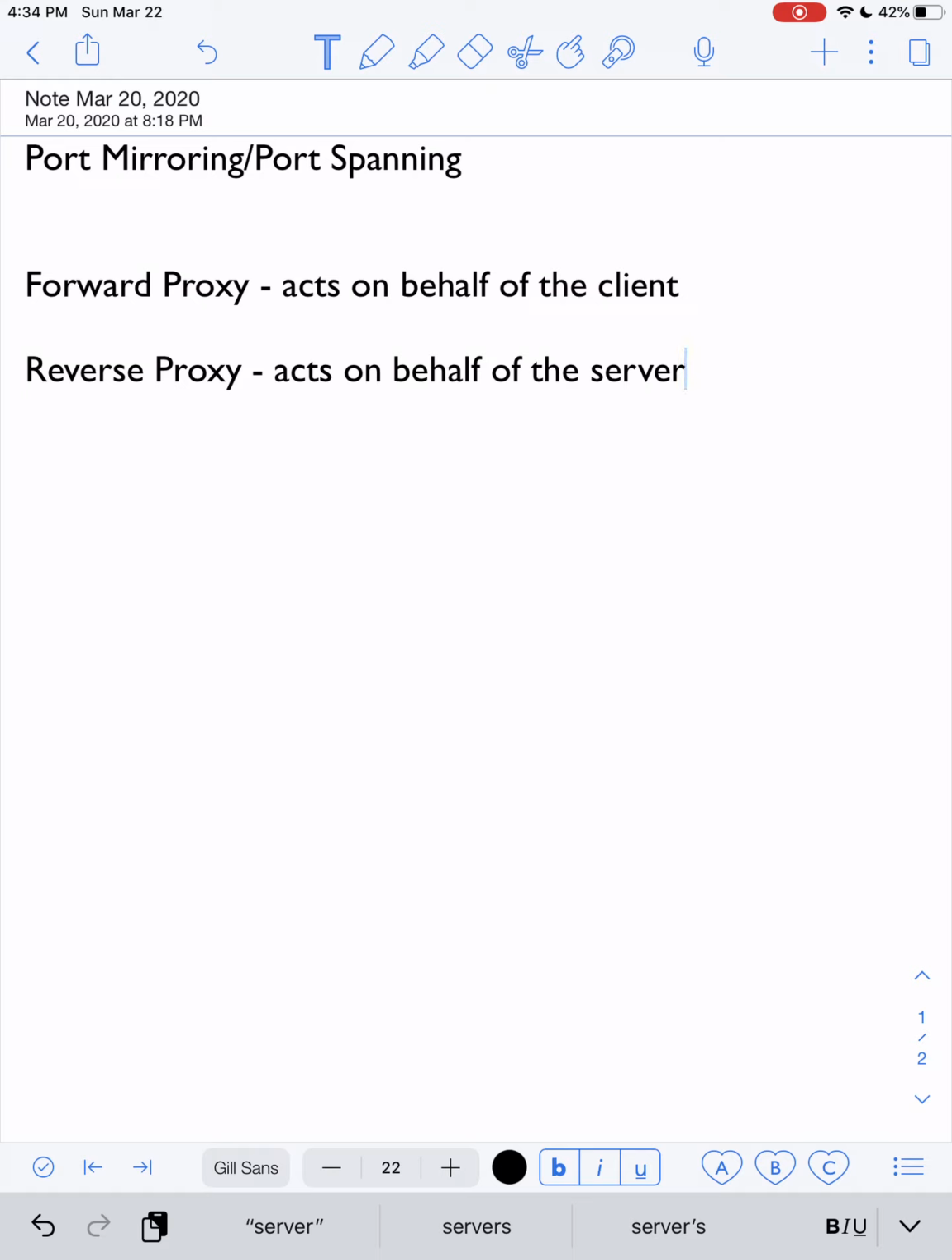That's it for Chapter 11. Chapter 12 is IPv6, and we'll cover that. There are some very specific things you need to know about IPv6. It is not a significant part of the Network Plus exam. So we will cover it.